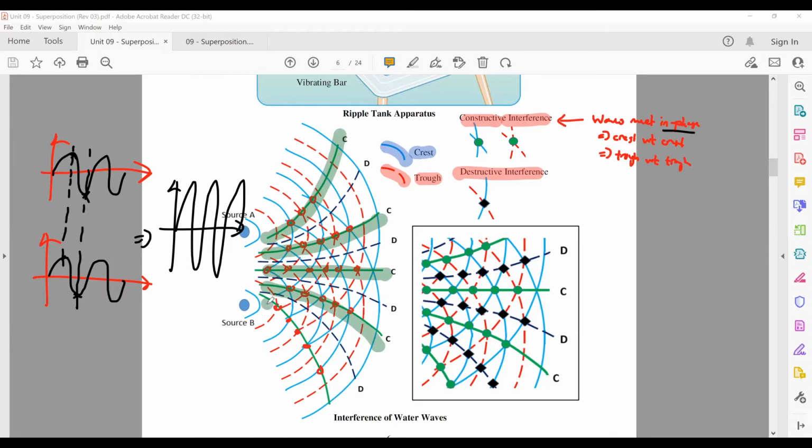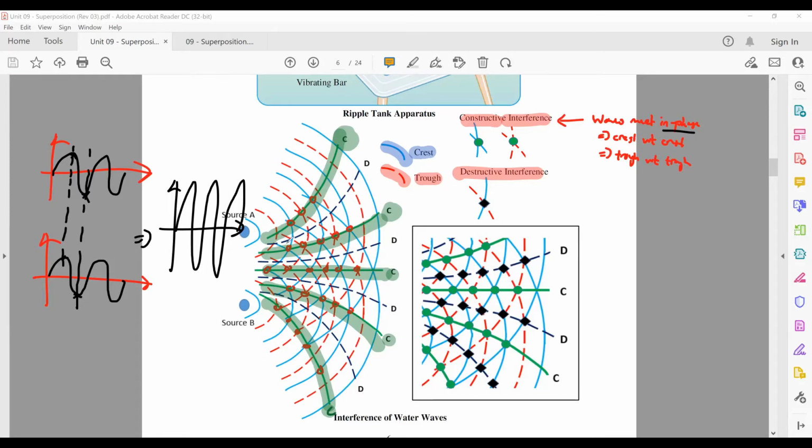This is your regions of constructive interference. As the waterways spread out from the two sources, you will eventually see that there will be certain regions where constructive interference occurs, and similarly, certain regions where destructive interference occurs. The green colored lines that I've highlighted here, labeled with the letter C, are regions of constructive interference, because that's where the waves always meet in phase. Crest meets a crest, trough meets a trough.